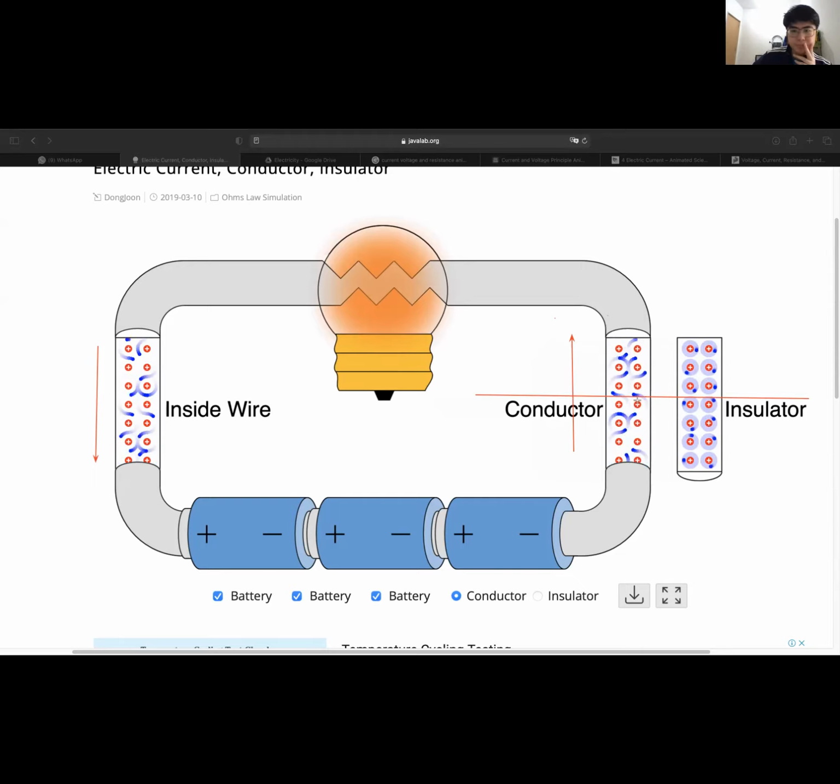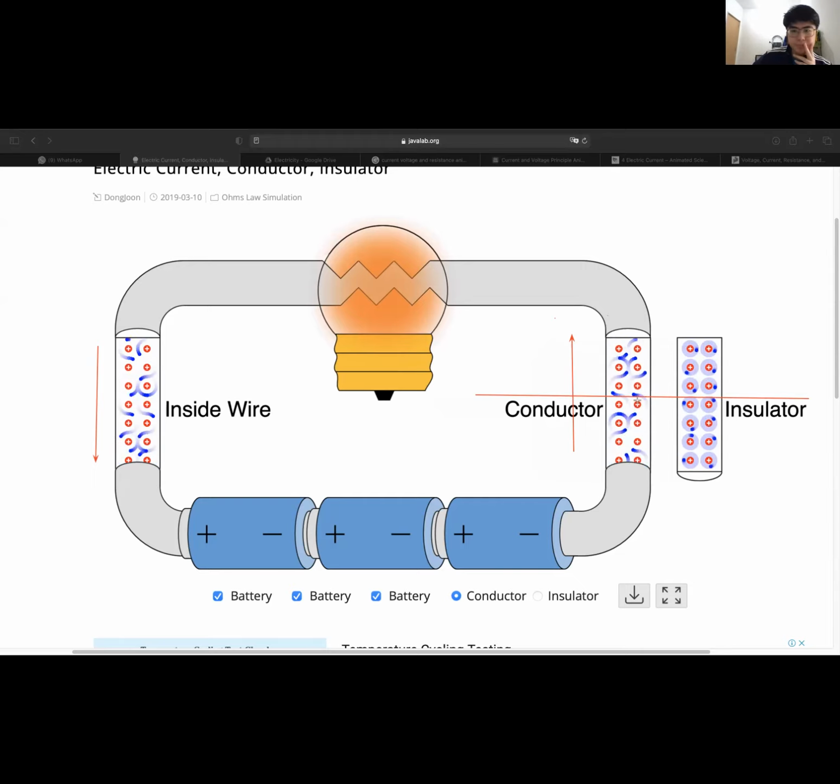Now if I switch to insulator, what happened? Does the bulb light up? No. Look at what happened to the electron. You see this blue shaded region around the positive charge? That means the electron is held by the nucleus. It cannot come out. In other words, they are not free electrons.